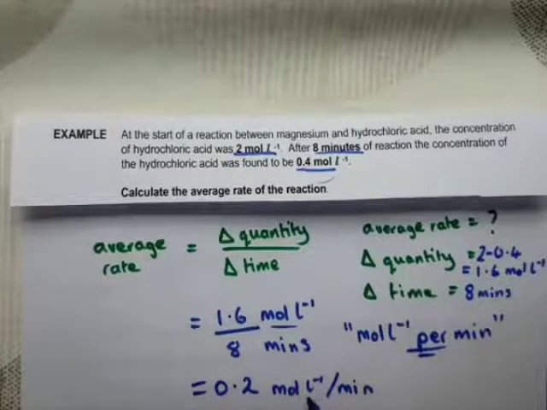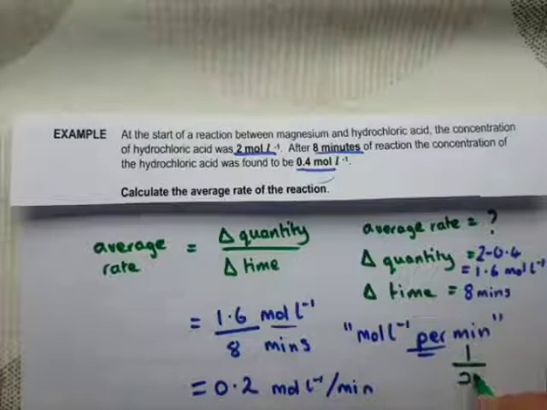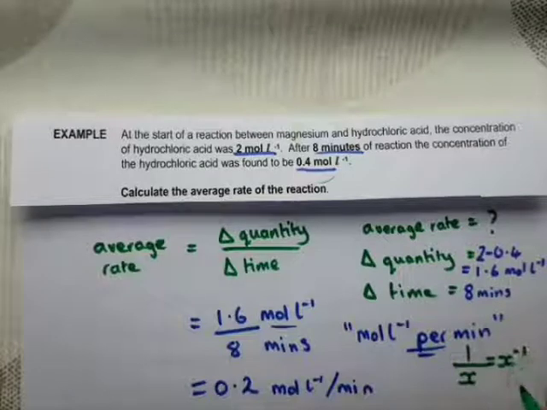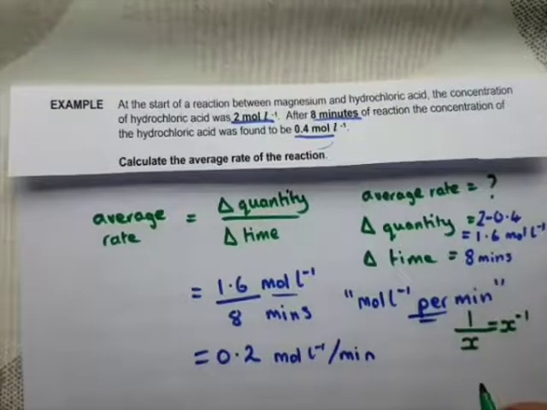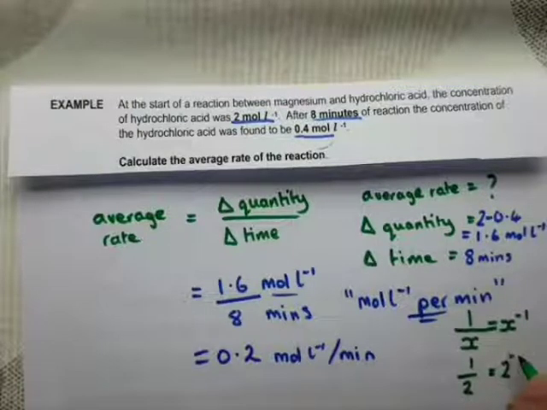You've probably seen that in terms of metres per second, miles per hour, mole per litre per minute. But the way we tend to do things in chemistry is we follow a rule that you will learn about later in maths, but I'm going to try and explain it just now. We follow this rule that if we have 1 divided by x, that is the same as x to the power of -1. So, for example, 1 over 2 is the same as 2 to the power of -1. You can try that in your calculator if you like.